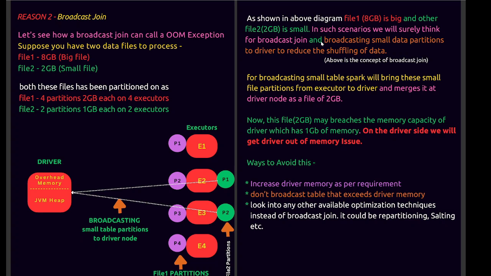Now, this 2 GB file may breach the memory capacity of the driver, which has 1 GB of memory on the driver node. This is how on the driver side we may get a driver out of memory issue. How can we avoid this issue? We can increase the driver memory as per our requirement, or we can consider not broadcasting the table that exceeds the driver memory. Look into any other available optimization technique instead of broadcast join, and it could be repartitioning of data, salting and other techniques too.